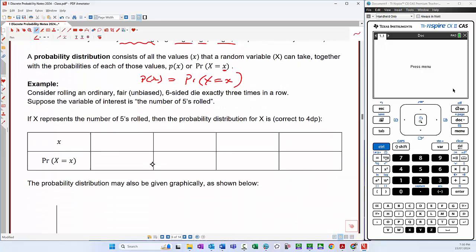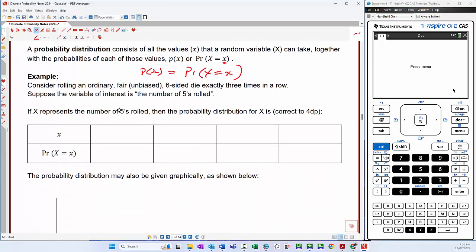Okay, so here's our first example. Consider rolling an ordinary, fair, unbiased, six-sided die exactly 3 times in a row. Suppose the variable of interest is the number of fives rolled. So we usually do this: let x equal the number of fives rolled.